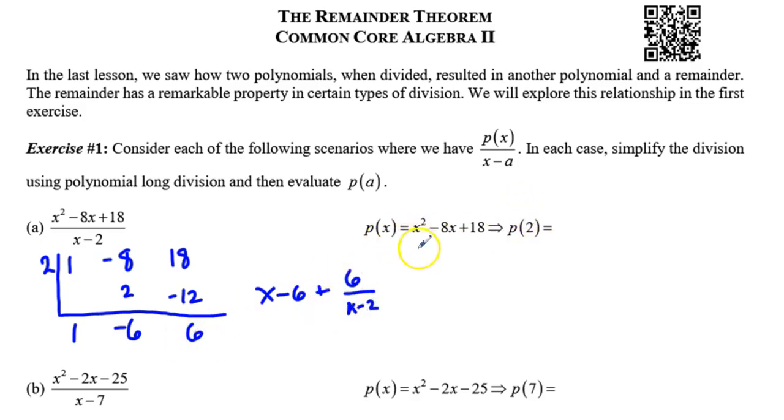Now let's work out the right-hand side. It says evaluate P of 2. So P of 2, just sub in the 2, and do the math either on your calculator or in your head. I'd like you to try to do it in your head if you can. So that's 4 minus 16 plus 18. Well, 18 minus 16 is 2. 4 plus 2, 6. So P of 2 is 6.